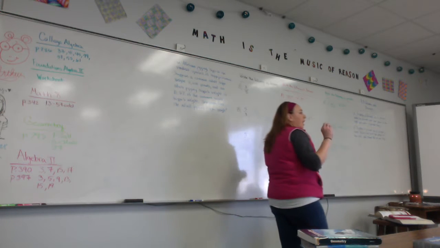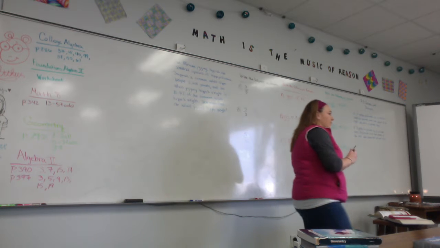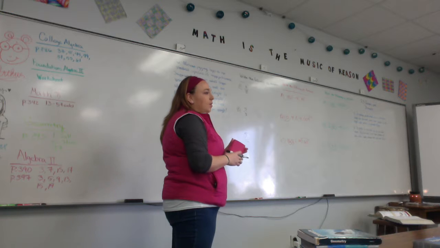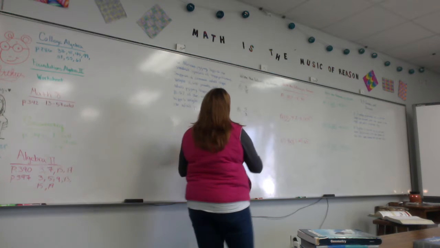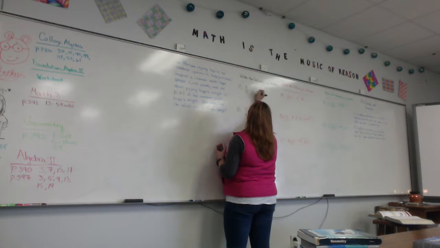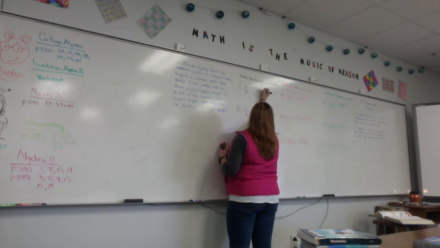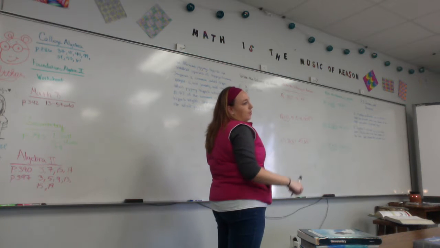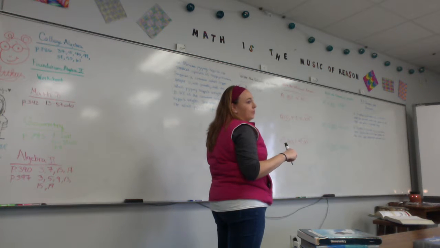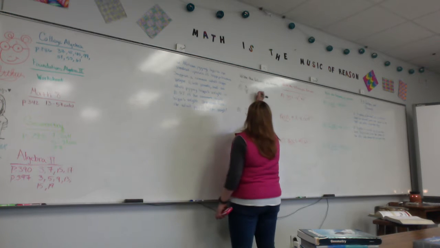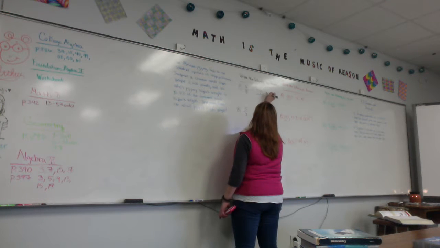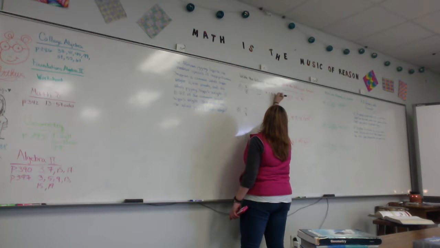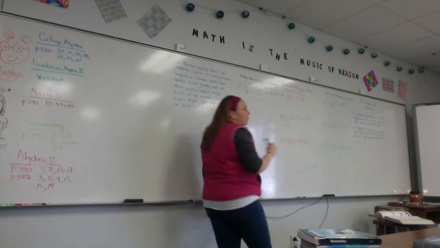0.375. So if this changes to 0.375, but the question says change it to a percent, how do I change that to a percent now? So what does it come out to be? 37.5%. So it's a 2-step process, okay?